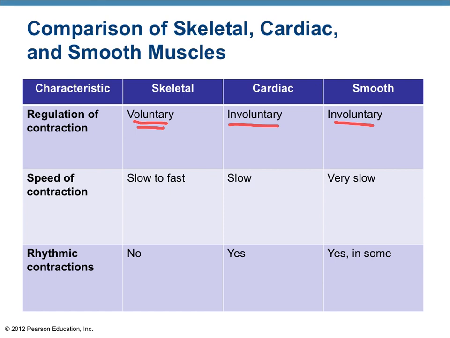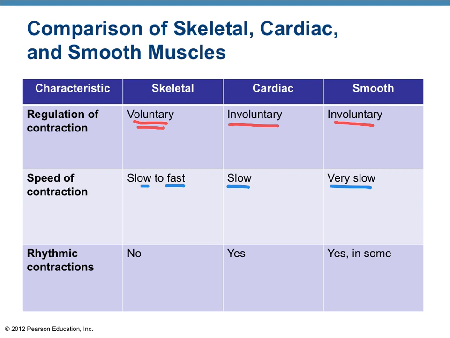Speed of contraction is also variable. Skeletal muscle can contract slowly or quickly depending on what it is that you're doing, your activity. Cardiac muscle always contracts slowly, and smooth muscle contracts very slowly. So cardiac and smooth muscle are a lot less variable in contraction rate than skeletal muscle is.